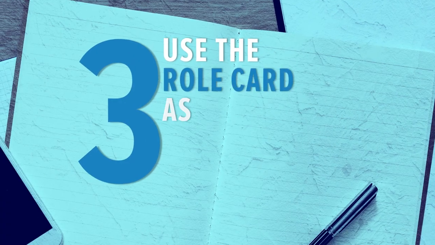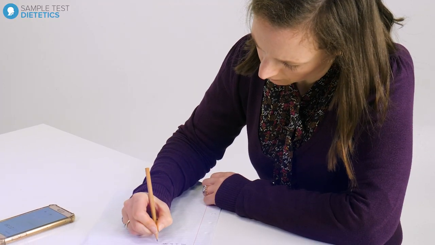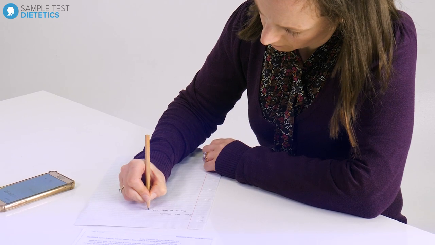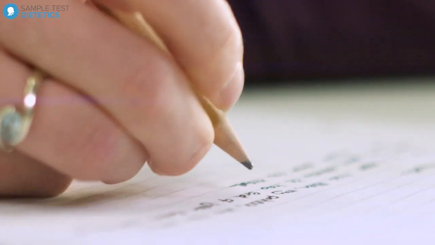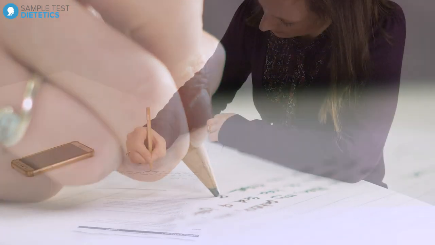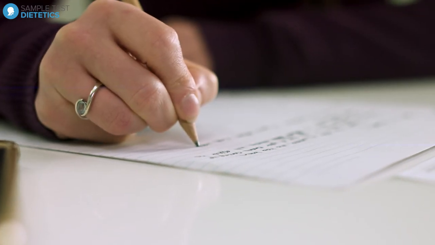Use the role card as a basic outline for a writing task. Imagine you are writing to update the doctor who referred this patient to you. Use the details from the patient's card and your recording to provide a summary of what has been discussed and agreed upon and your plan to meet again in a month for a follow-up appointment.